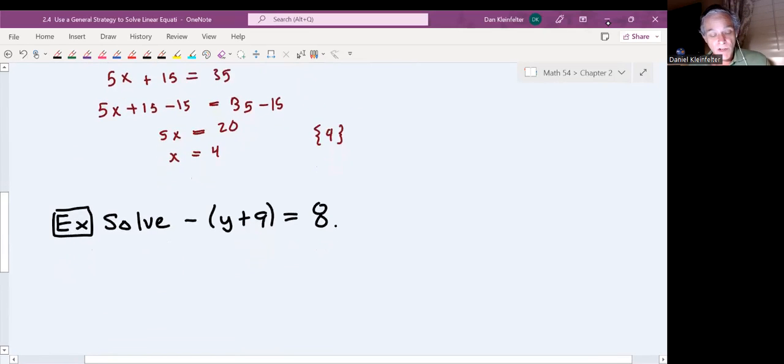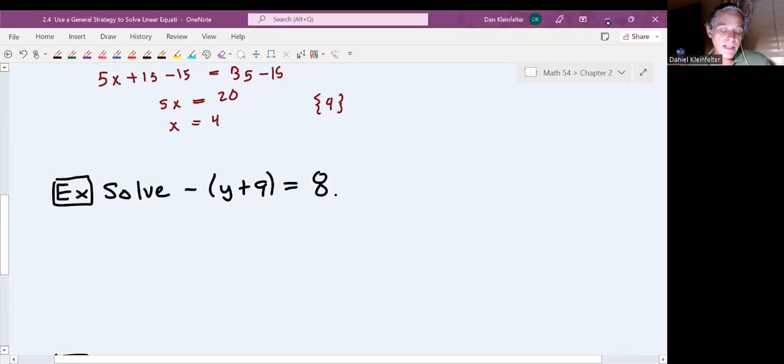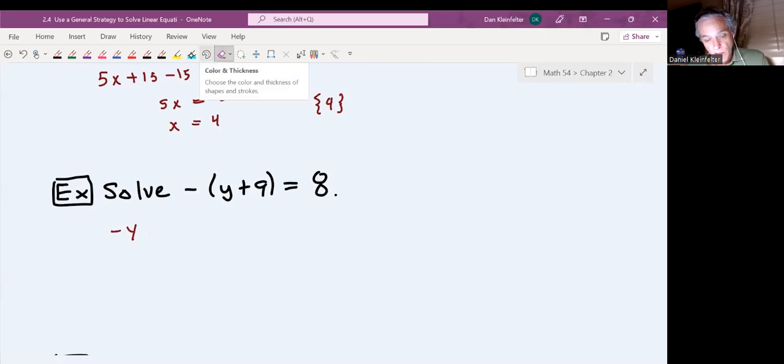Okay, so let's move on to our next example. For this one, we have minus, and then the quantity y plus 9, equals 8. So here, again, we'll distribute to remove the parentheses. Watch out for the minus sign there. Minus y minus 9 equals 8.